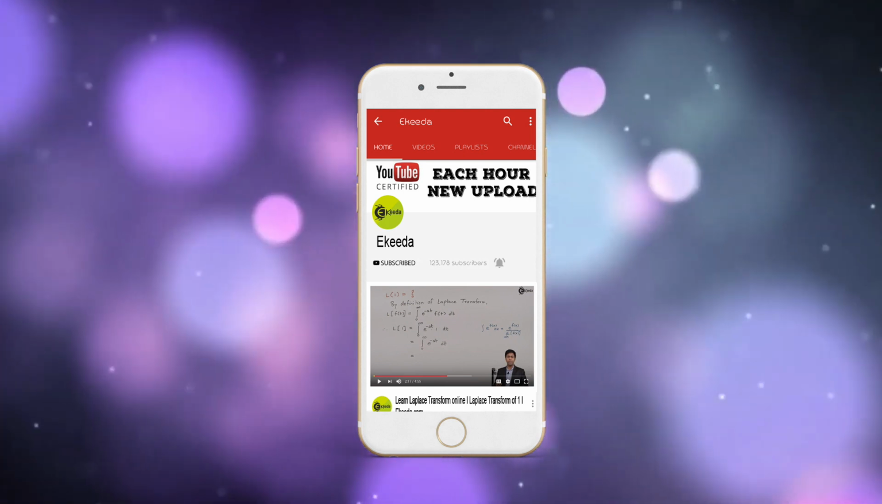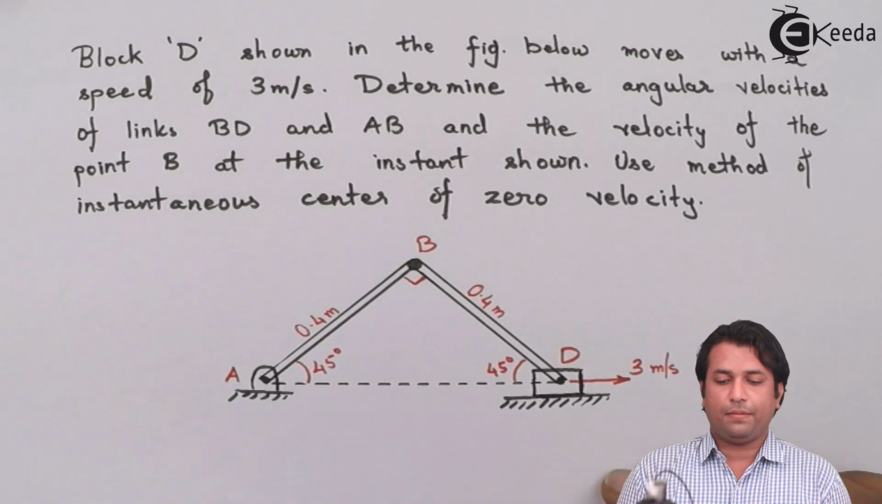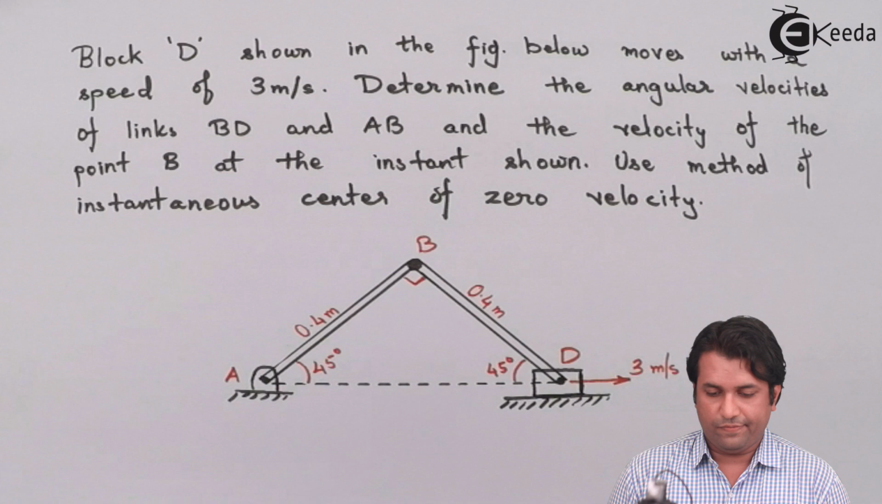Hello students, in the previous video we have seen what is kinematics of rigid bodies and ICR, that is instantaneous center of rotation. Now we will take the next example wherein we'll see how to find ICR and the velocities, angular velocities. Okay students, so this is the next example, the first example that we have for ICR.